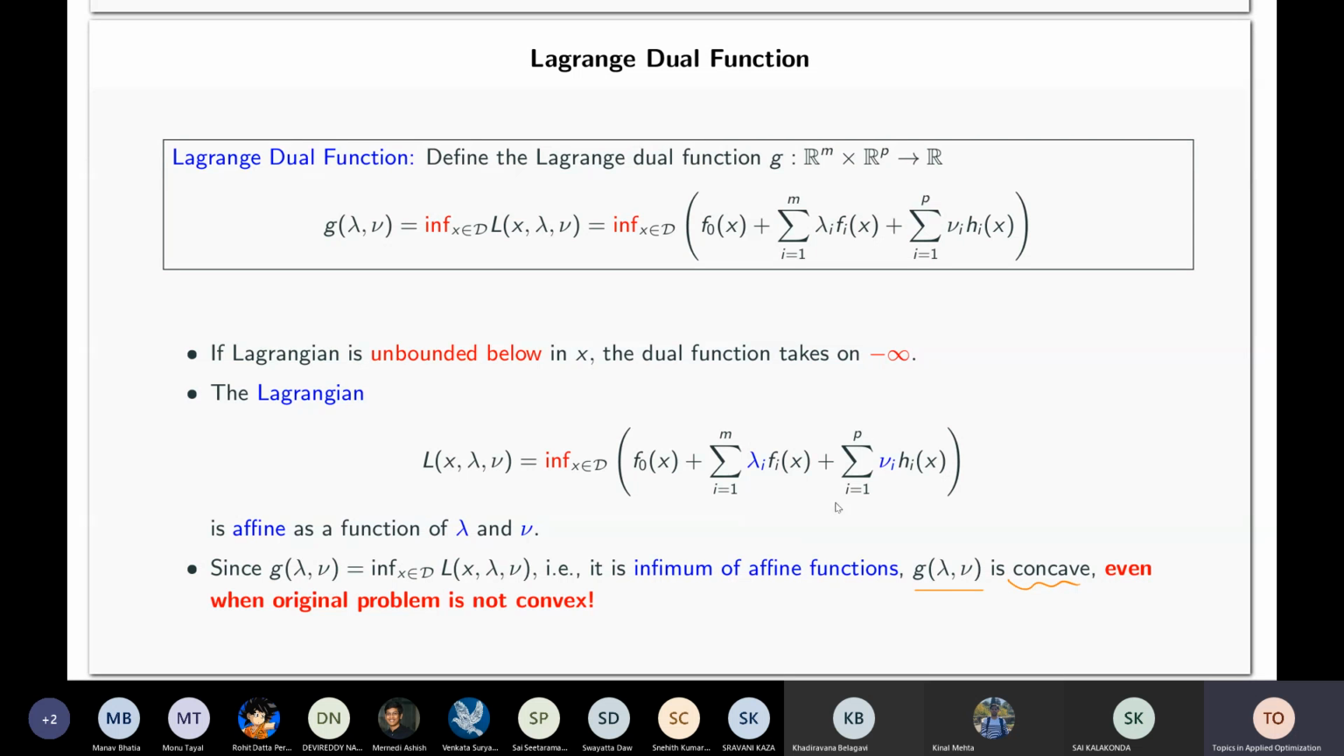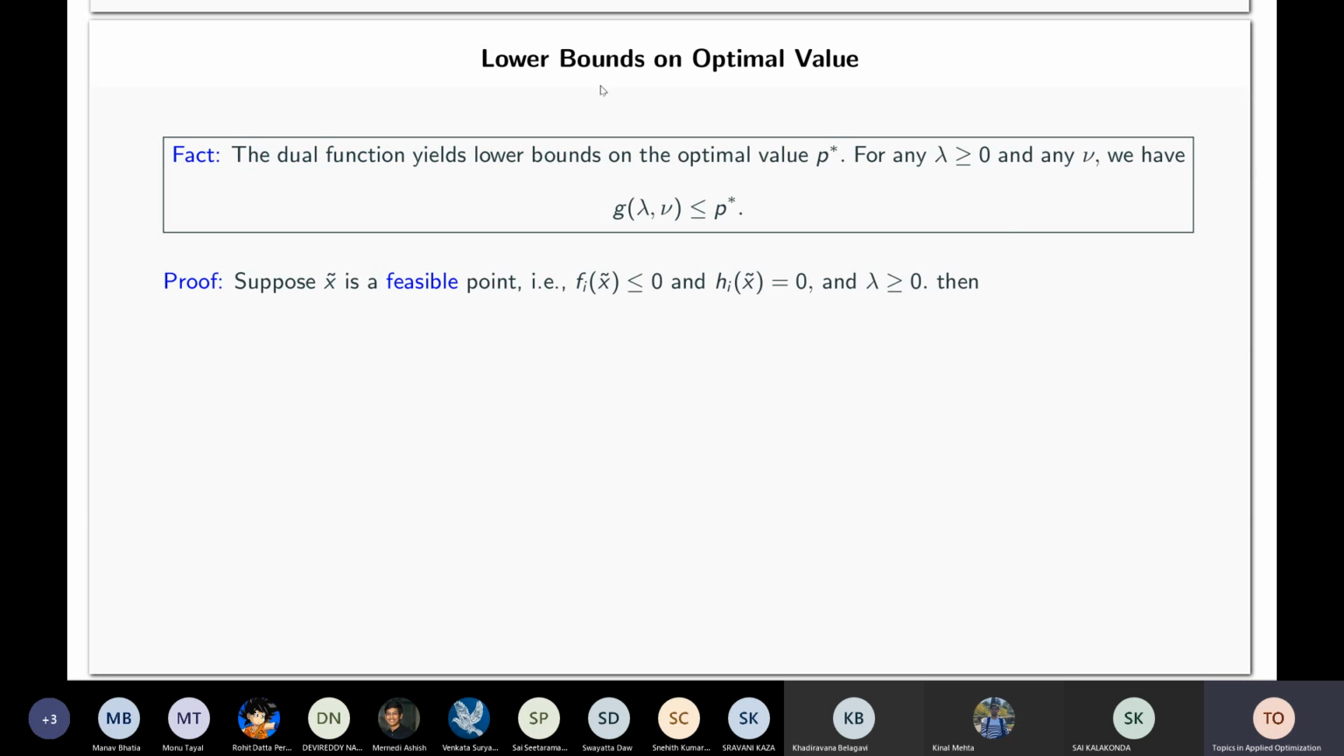And all this is true even when the original problem may not be a convex problem. Originally f_i, h_i, f_0 may not be convex functions, but it turns out that g(lambda, nu) is concave. So these are the things we have seen before.